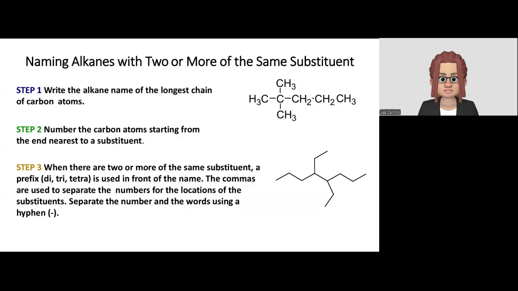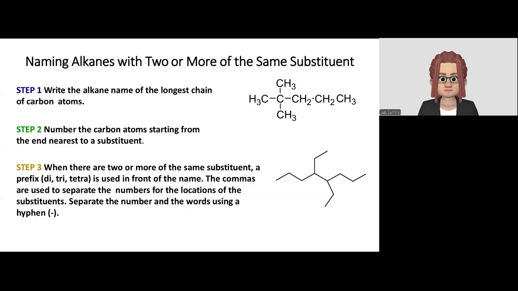First, you're going to write the alkane name for the longest chain of carbon atoms present in your molecule. You're going to number the carbon atoms starting from the end that is nearest to the first substituent. When you have two or more of the same substituent, a prefix needs to be utilized in front of the substituent name to signify how many of the same substituents you have. Di is utilized for 2, tri is utilized for 3, tetra is utilized for 4, and then from then on, you can have penta for 5, hexa for 6, so on and so forth.